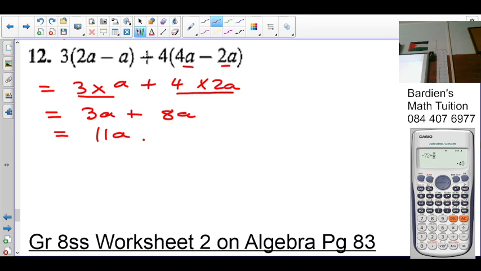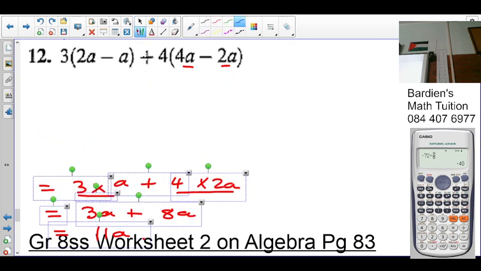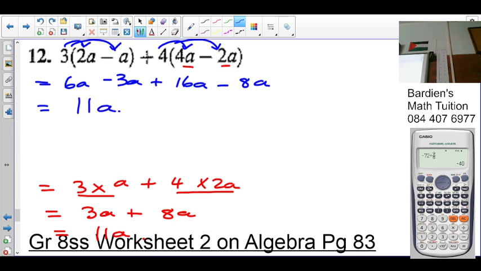You could have multiplied that first. Is that what you want to say? Yes, you can do that method as well. You're saying she could have multiplied that first. Let's see. This is the alternative method now. So 3 times 2a is 6a minus 3a plus 16a minus 8a. What is 6a minus 3a? 3a. 3a plus 16a? 19a. 19a minus 8a? 11a. Which is the same as we had. Okay? You got the same answer? Nice.